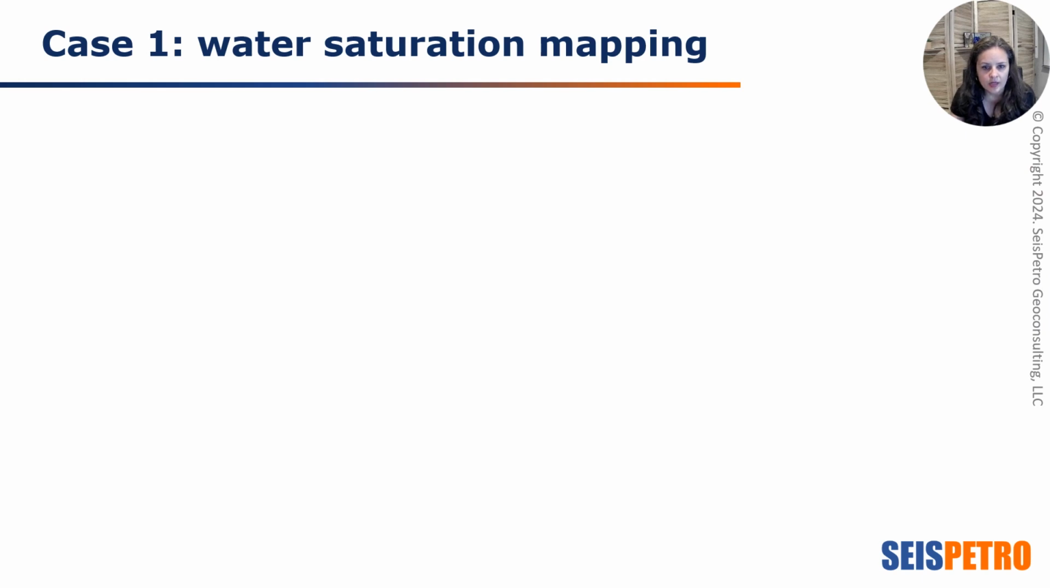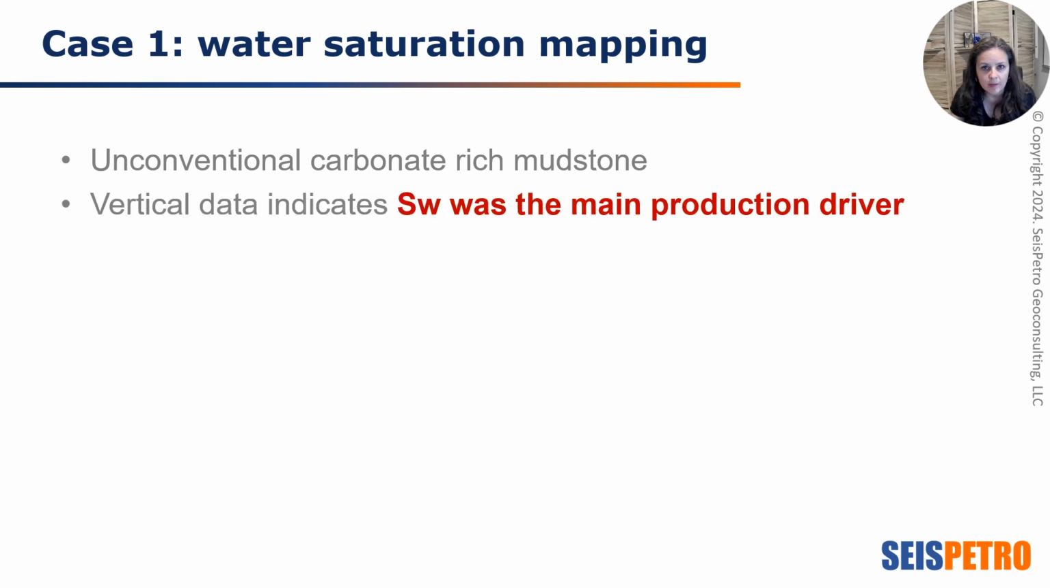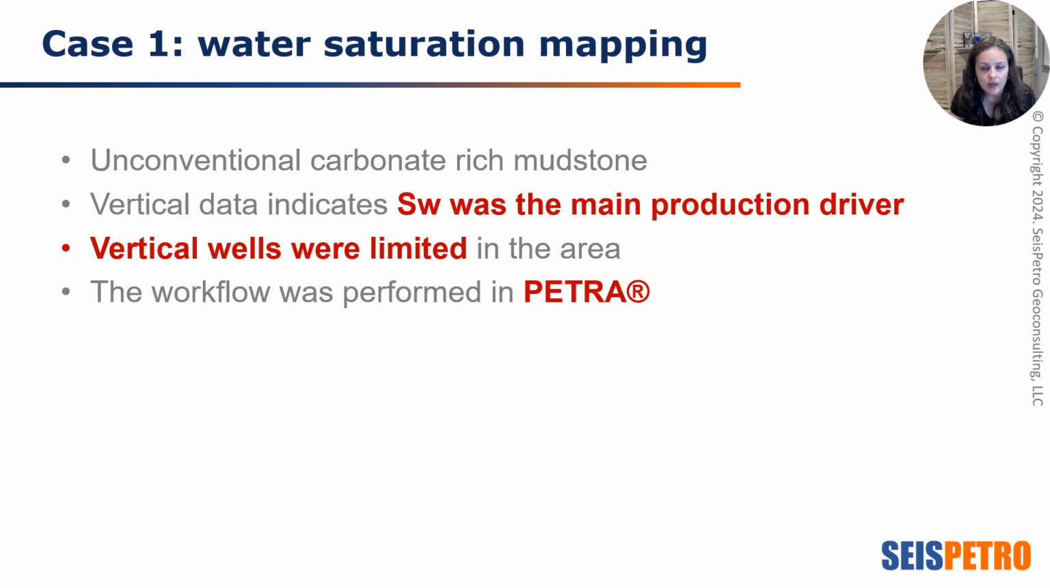First of all, I want to give you a quick background on the case study. The reservoir is an unconventional carbonate-rich mudstone. The mapping was done using vertical data, which indicated that the water saturation was the main production driver. However, vertical wells were limited in the area, but the operator had recorded triple combo data in many of the horizontal wells. The workflow that we're going to explain here was done using Petra, but it can be reproduced in any other mapping platform.